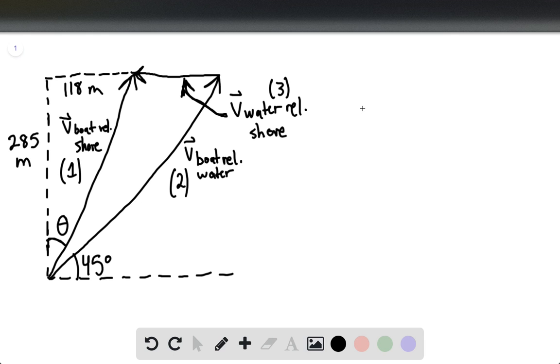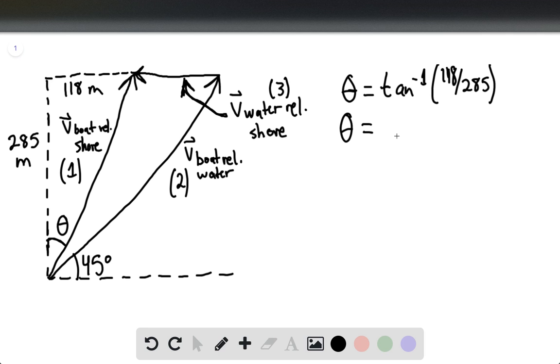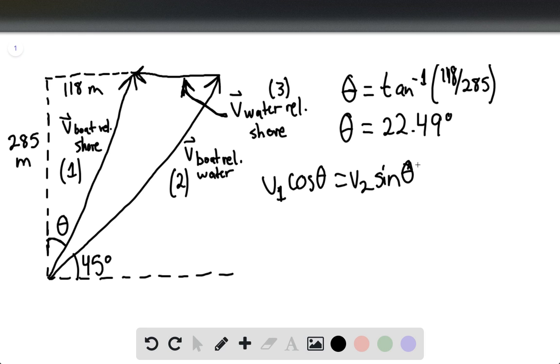So let's first find that theta. So theta is going to be equal to arctangent of 118 divided by 285. And so theta is going to be equal to 22.49 degrees. Now, v sub 1 cosine of theta equals v sub 2 sine of theta. We know this from the diagram.